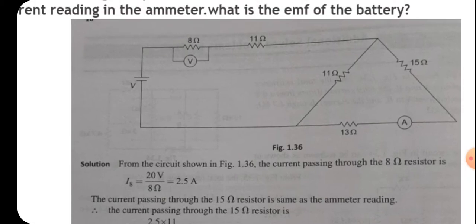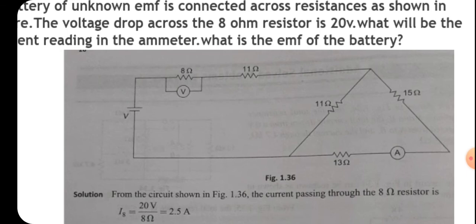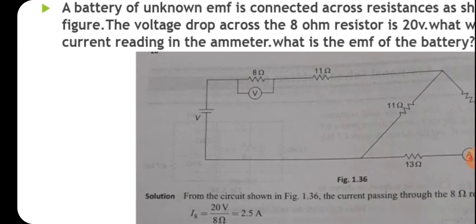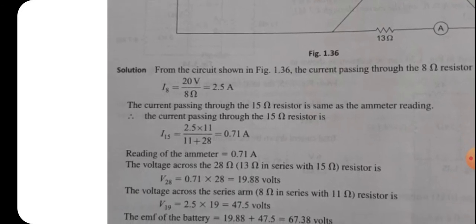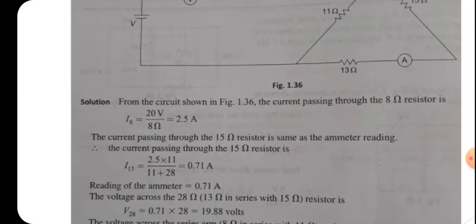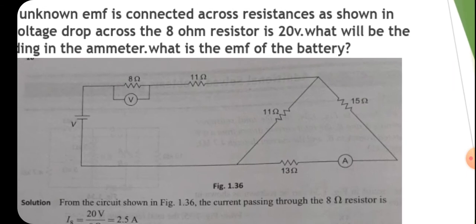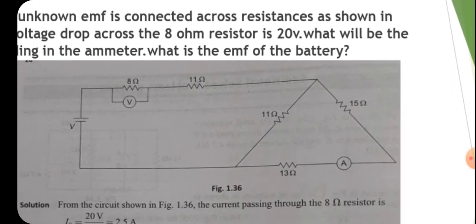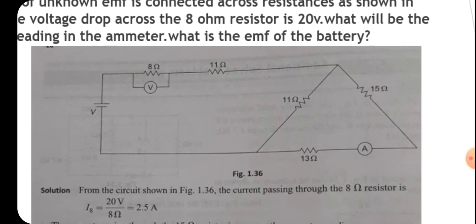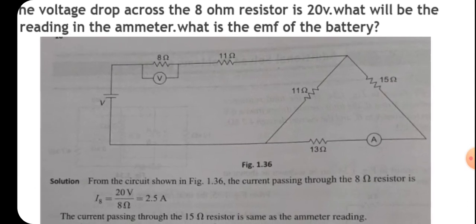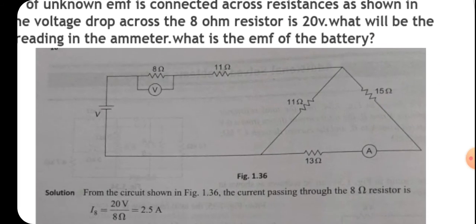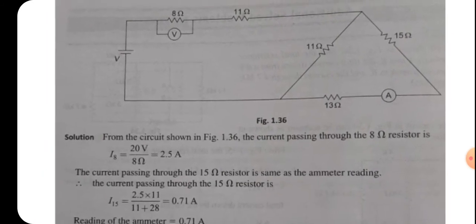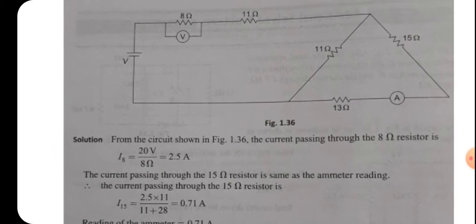So you got the answer for the first question, that is, what will be the current reading in the ammeter. The current reading in the ammeter will be 0.71 ampere, that is, 0.71 ampere will flow through 15 ohm, then through the ammeter and then through 13 ohm. Also 2.5 ampere will flow through the series combination of 8 ohm and 11 ohm. You got the idea. Next, what is the EMF of the battery? Then you are asked to find out the EMF of the battery.